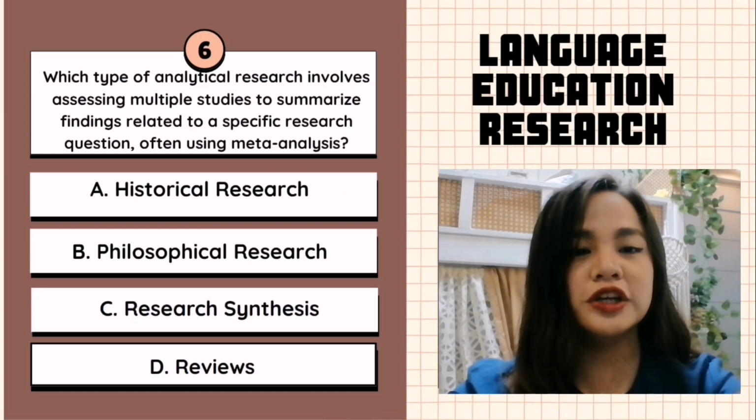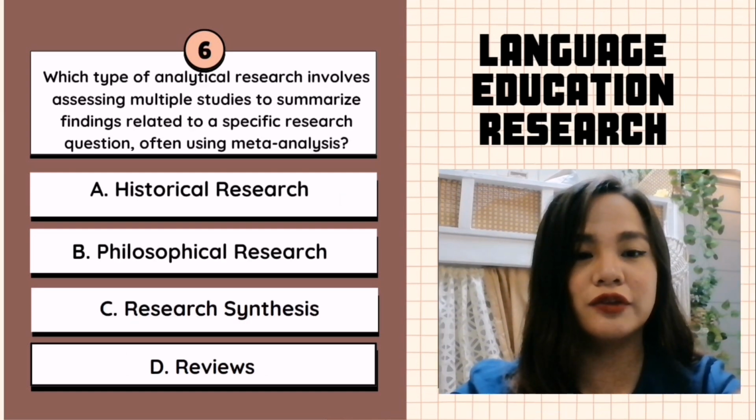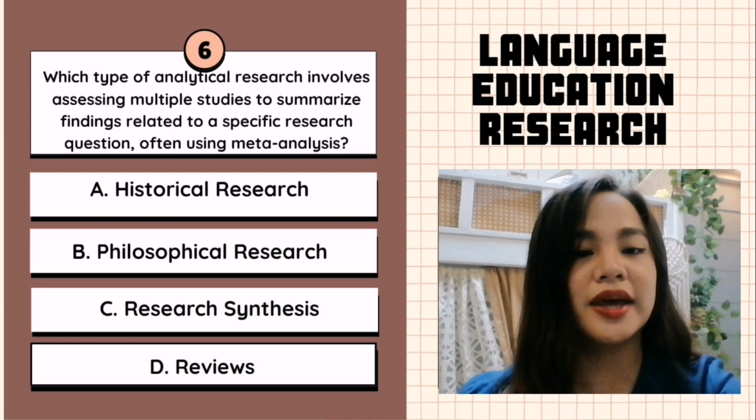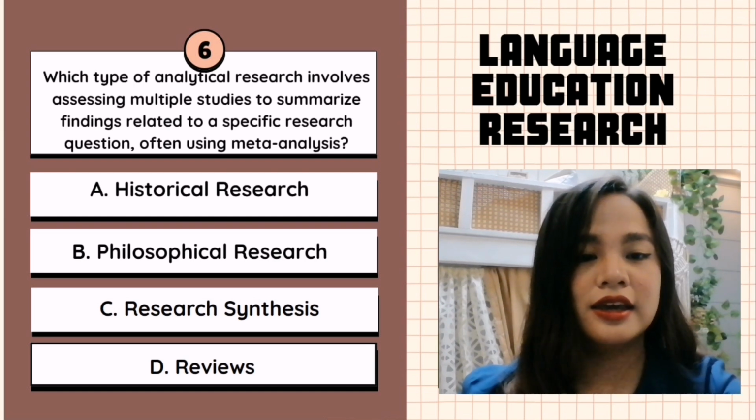Number 6. Which type of analytical research involves assessing multiple studies to summarize findings related to a specific research question, often using meta-analysis? A. Historical research. B. Philosophical research. Or C. Research synthesis. Or D. Reviews.